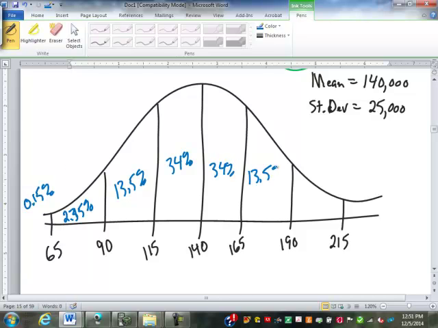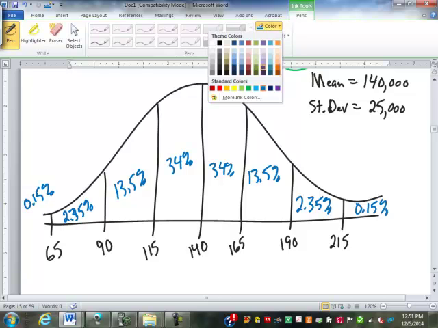As I said, these percents never change. They are constant. There are some textbooks that give you these rounded numbers, and some that give you more exact ones, like 34.13% or something like that. We're not going to be that technical. We're just going to stick with this, which is called the approximate normal distribution.